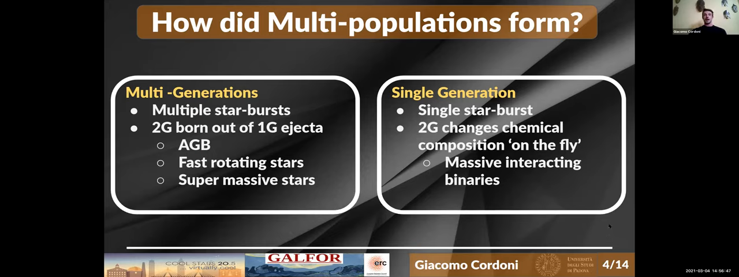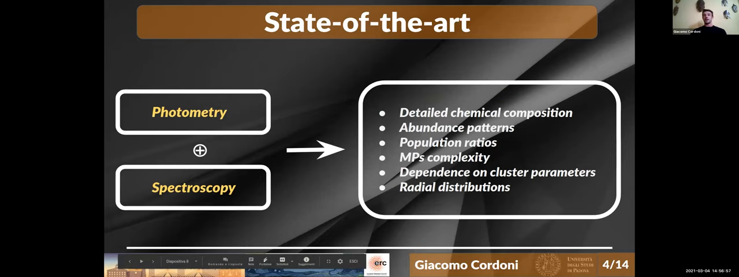So to understand which is the correct model, so far we have mostly focused our efforts on photometry and spectroscopy, so that today we have fairly well characterized the properties of multiple stellar populations. We know the abundance patterns, like the sodium-oxygen anticorrelation. We know the population ratios and the relation with mass. But this is not enough, and we still don't know how these populations formed. So we need new ideas.